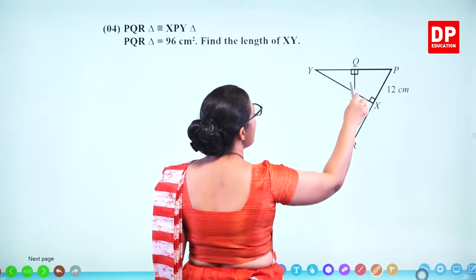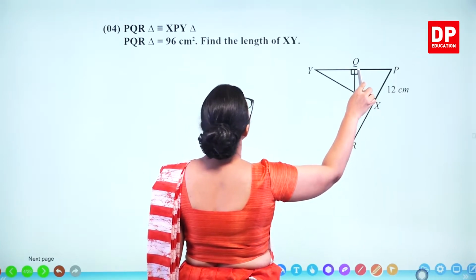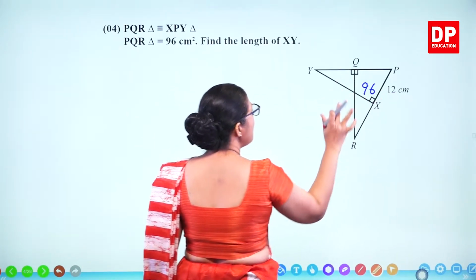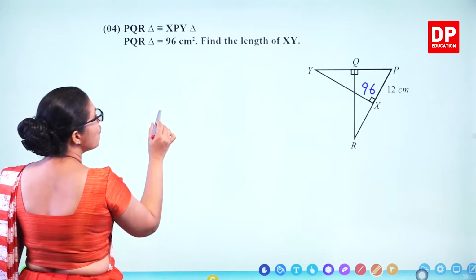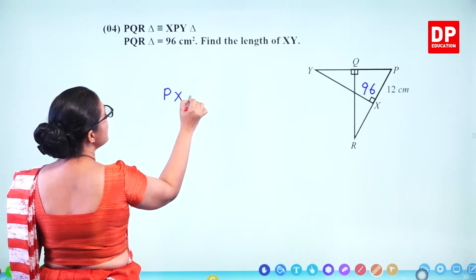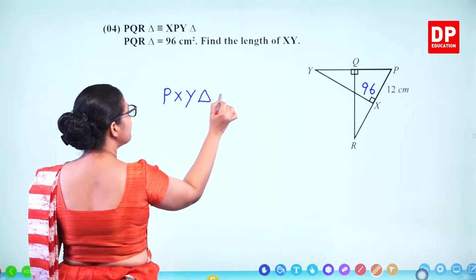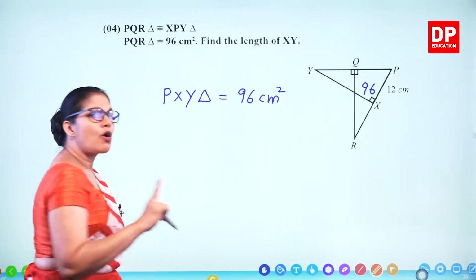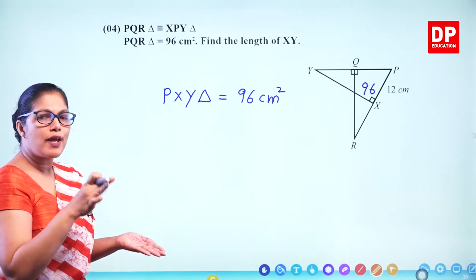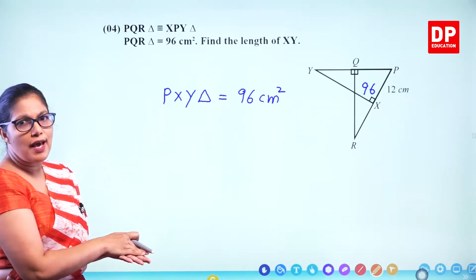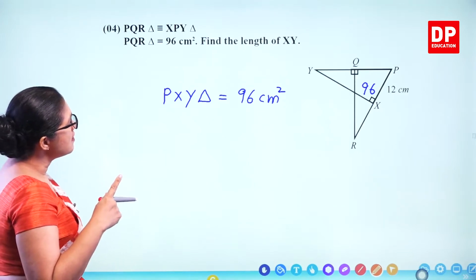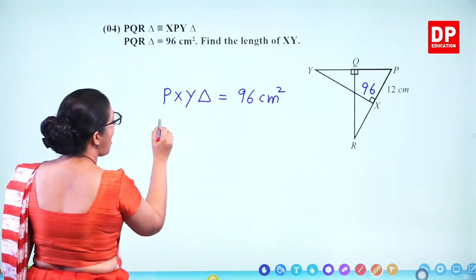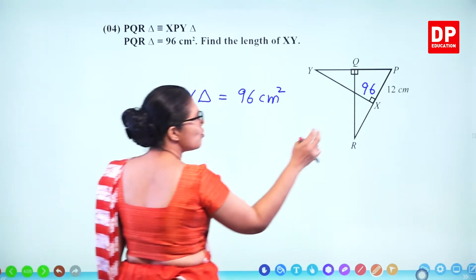This area is 96. So that means the area of triangle PXY is the same, 96, because both are congruent triangles. Congruent means you can keep the same triangle on top of the other. So if this is 96, how can we find the area? We know it's half times base into perpendicular height.